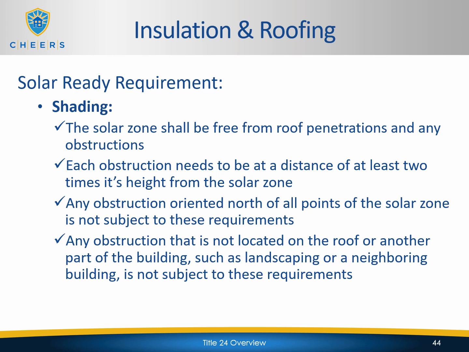Now for shading, the solar zone shall be free from roof penetrations and any obstructions. Each obstruction needs to be a distance of at least 2 times its height from the solar zone. Any obstruction oriented north of all points of the solar zone is not subject to these requirements. And then any obstruction not located on the roof is not subject to these requirements as well.